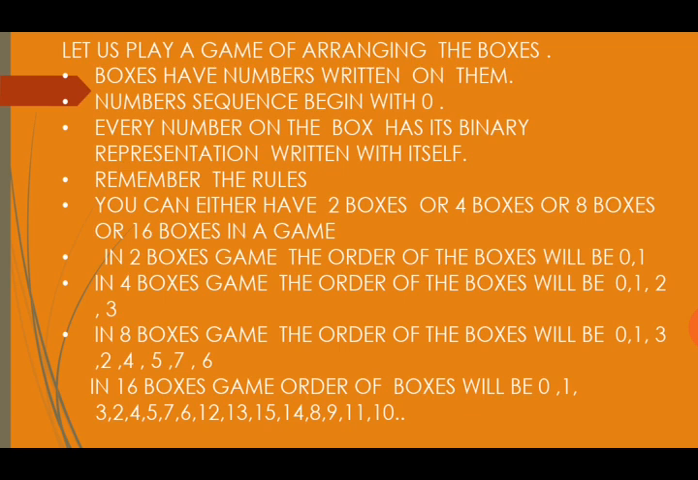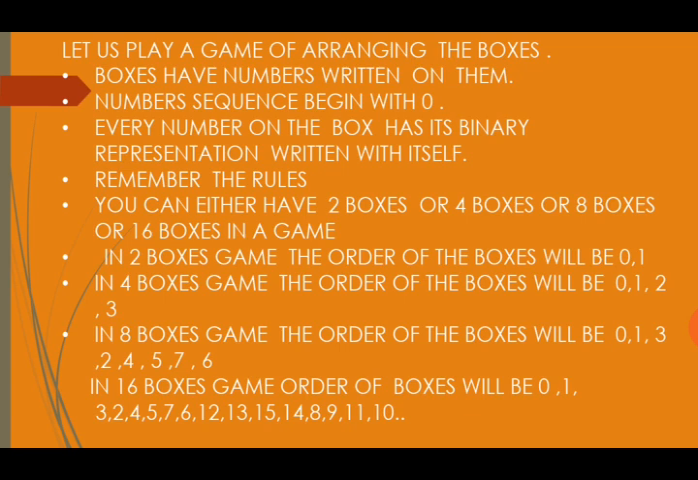Now when we have 8 boxes, in that case the order of the boxes will be 0, 1, 3, then 2, then 4, then 5, then 7, and then 6. It means it's not a regular progression. Normally it is 0, 1, 2, 3, 4, 5, 6, 7, but here it is 0, 1, 3, then 2, then 4, then 5, 7, and then 6.